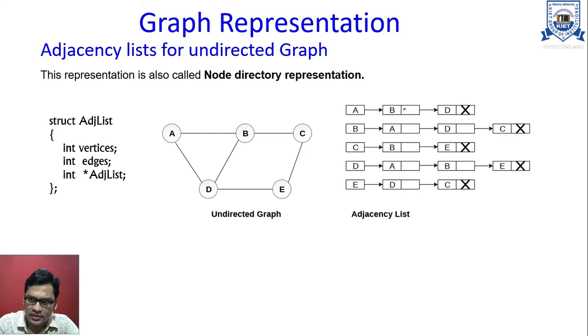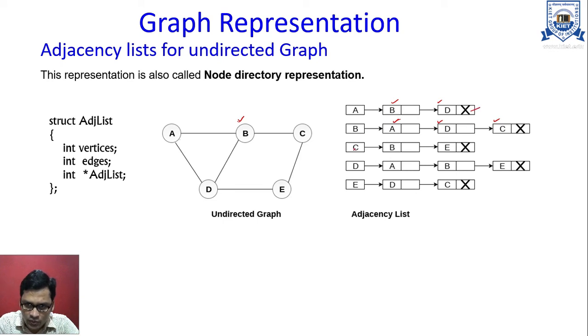See, in this graph, vertex A is connected with vertex B and D. That's why I'm going to link B and D from A. Linked representation, right? And from B, this node is connected with A, D, and C. That's why I'm using A, D, C here. This order may be any: ADC, DAC, CAD, any order you can consider. And this is a null pointer, right?